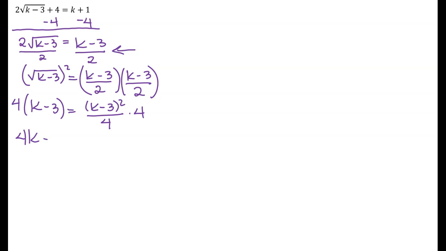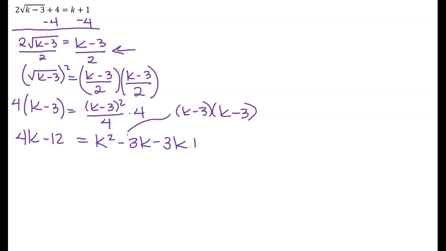So I'll get 4k minus 12, and then (k minus 3) times (k minus 3) will be a k squared. So again, what am I doing here? This is (k minus 3) times (k minus 3). That's what (k minus 3) squared means. Minus 3k, plus 9.